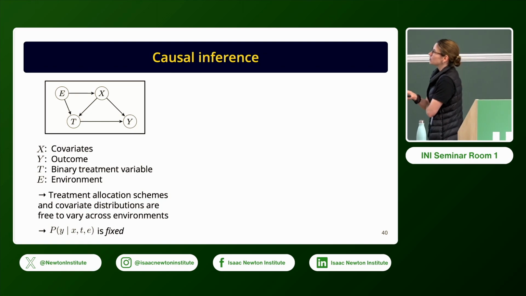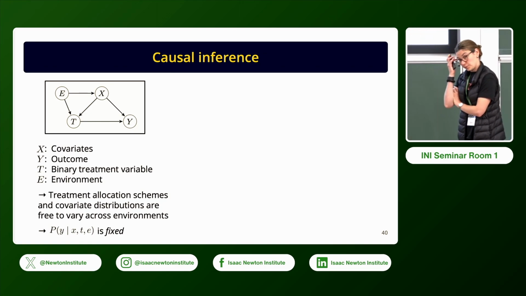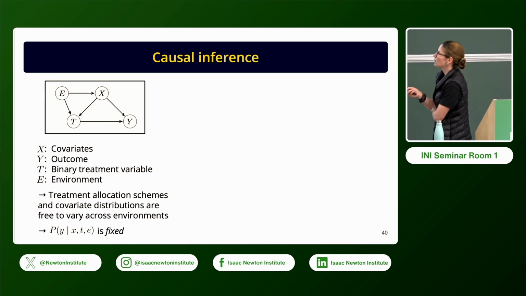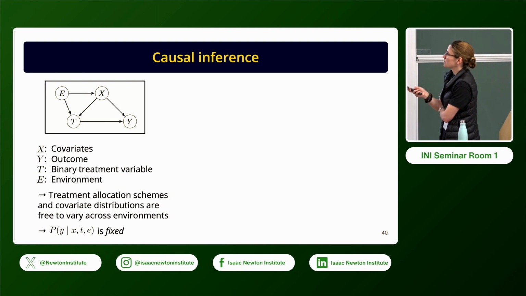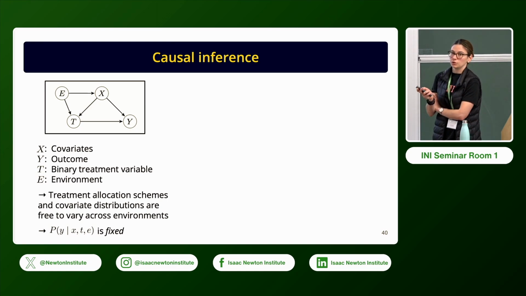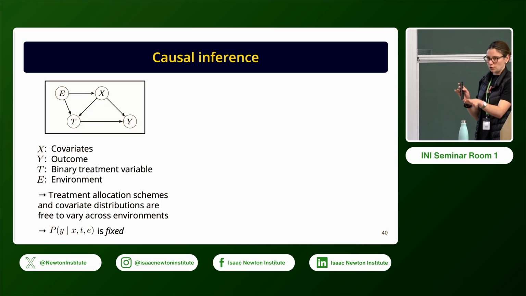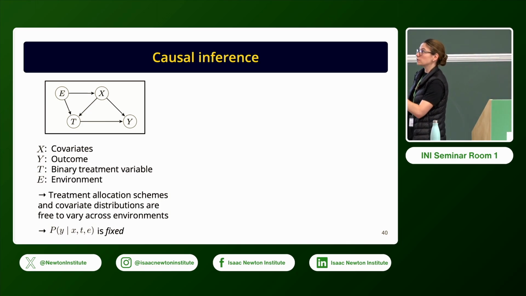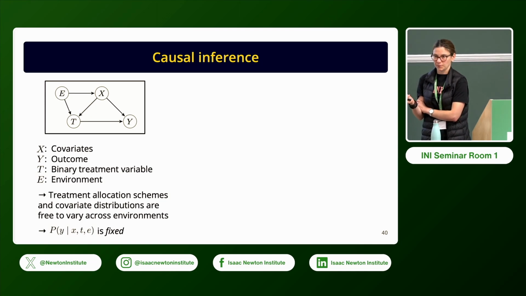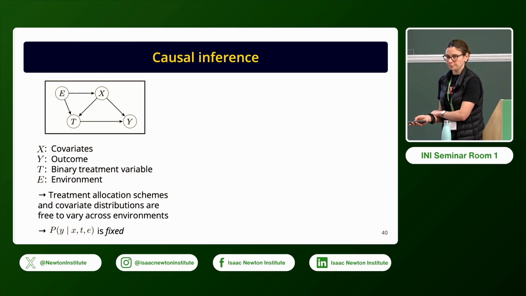Okay, so here we're actually going to assume the causal graph. We're going to have covariates X and treatment allocation T, and together these will determine the binary treatment outcome, so zeros or ones. The treatment allocation schemes and the covariate distribution can differ from hospital to hospital, from this candidate site to another candidate site, but this outcome distribution will be fixed. Okay, and this is an assumption that we're making.